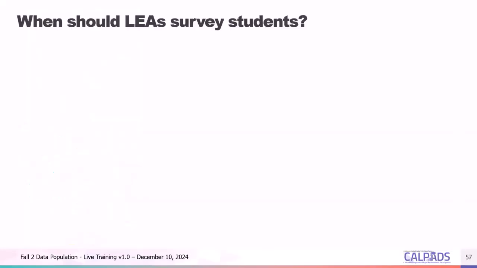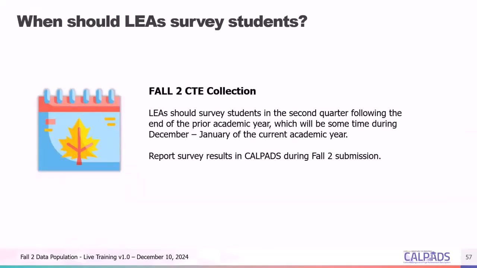So when should LEAs survey students? For Fall 2, you should be surveying your students right now. LEAs should survey students in the second quarter following the end of the prior academic year, which will be sometime during December or January of the current academic year. So you should be surveying your CTE completers now. And you would report survey results in CALPADS during the Fall 2 submission, which you can do beginning on December 17th. You can begin submitting records now, but you can begin reviewing snapshots, reports, and certification errors beginning on December 17th.